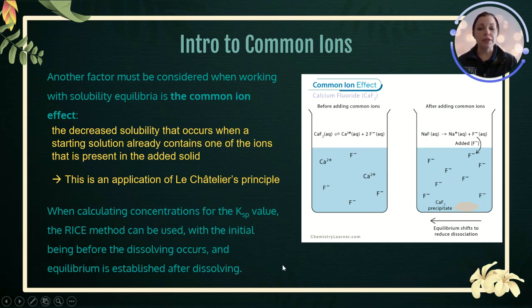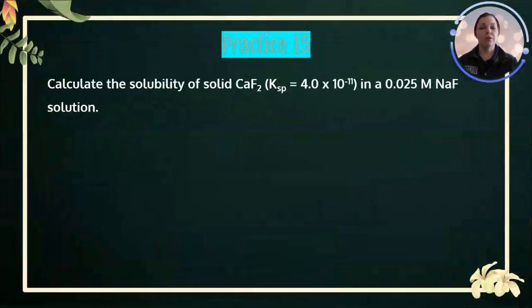So when you're calculating concentrations for the KSP value, you use your RICE method, with the initial being before the dissolving occurs and the equilibrium being established after adding the solid. So we're going to look at an example which will make it make more sense. We're going to be in practice 15. This is our last practice problem for unit 7. Calculate the solubility of solid CaF2 with a KSP value equal to 4.0 times 10 to the negative 11th in a 0.025 molar sodium fluoride solution. And if you want to try this on your own first, go ahead and pause the video now.